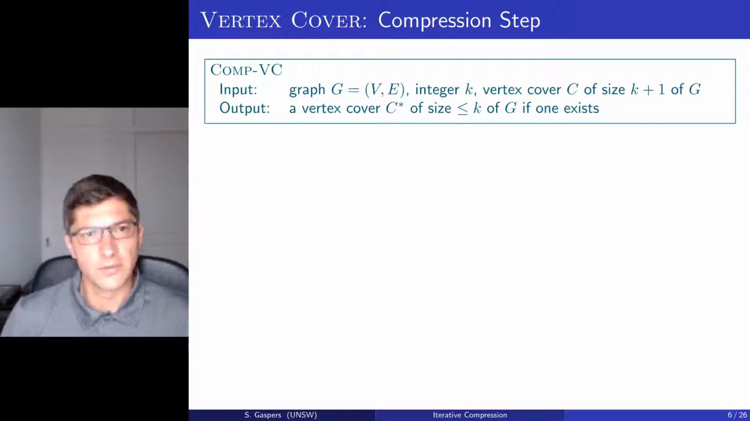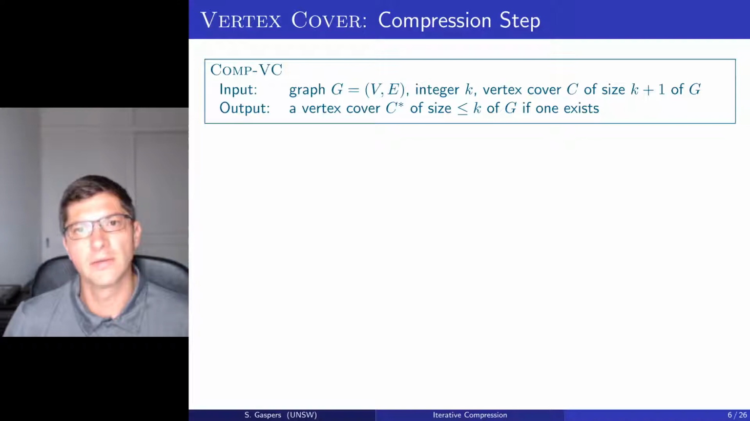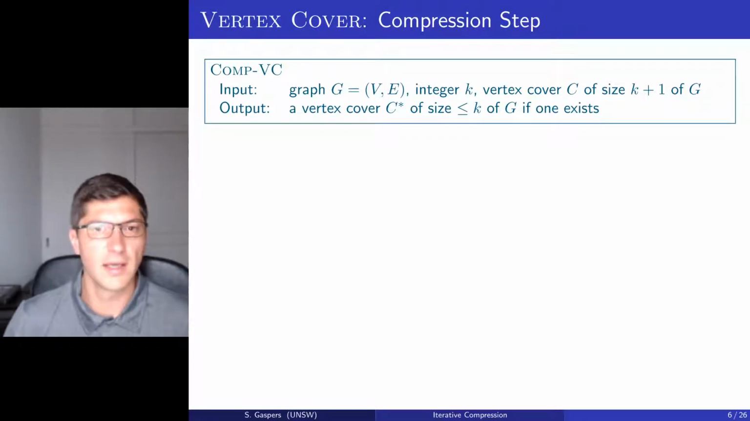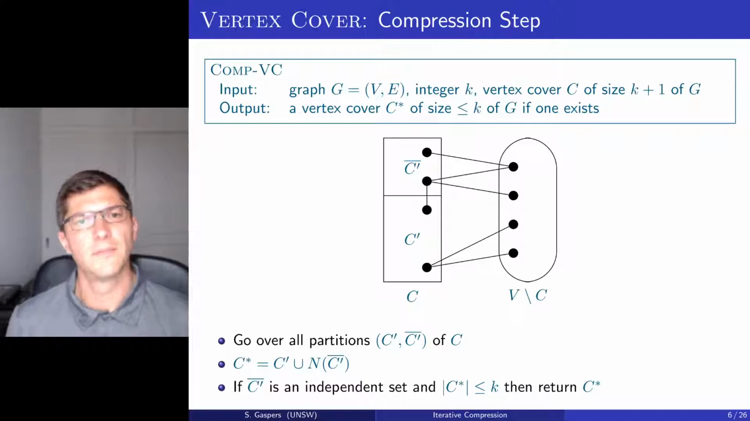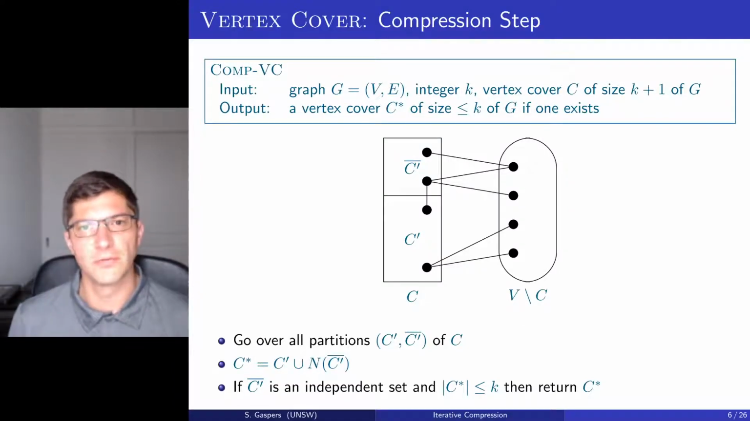So what's the compression version of the vertex cover problem? Well, the input is a graph G and an integer k, and a vertex cover C of size k plus 1 of the graph. And the output is a vertex cover C star of size at most k if one exists. So how do we exploit the existence of this vertex cover of size k plus 1? C star will contain some subset of vertices of C. This subset might be empty.